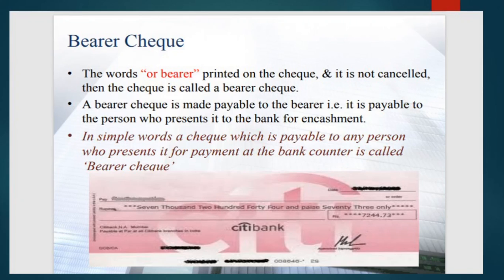Number 1, bearer check. When a check contains the words "or bearer" on the face of the check, it is called a bearer check. The bearer check is payable to the person specified therein or to any other person who presents it to the bank for payment. In simple words, a check which is payable to whoever bears it is called a bearer check. A bearer check is negotiable in nature and it can be transferred by simply delivering it.